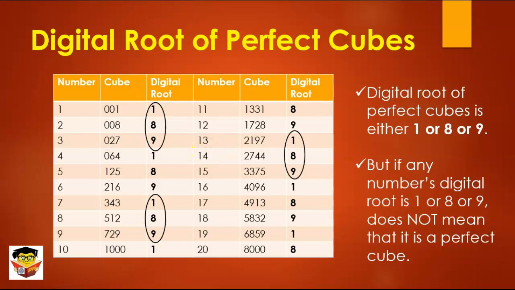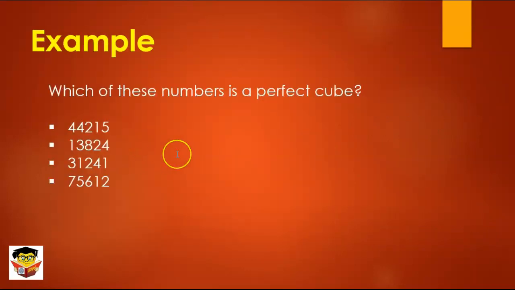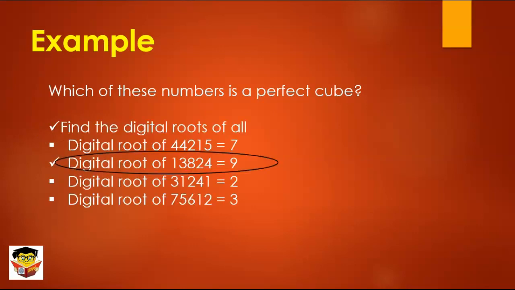Okay, now let's look at an example. Here we have to find which of these numbers is a perfect cube. So what are we going to do? We are going to try to solve this by using the digital roots property that we just learned. Okay, so here we are going to look at what are the digital roots of all these numbers. So it turns out that the first number's digital root is 7, second number's is 9, third number has a digital root of 2, and the fourth number's digital root is 3.